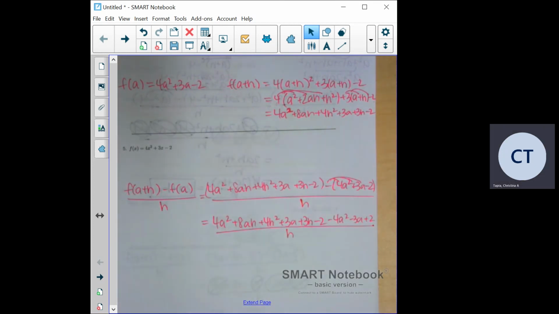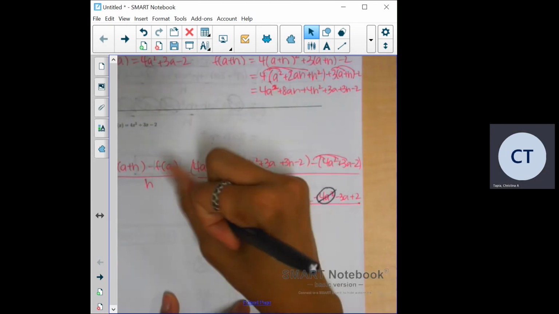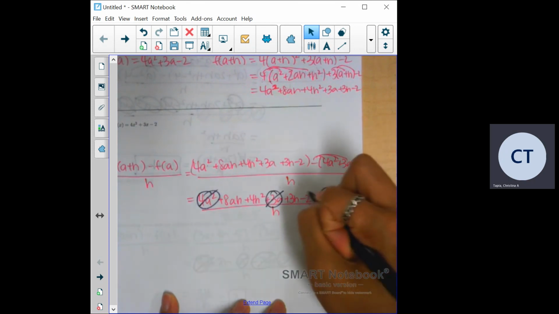You notice anything that looks off? Tell me. All right, let me make sure. The a squared should cancel. The 3a's should cancel. And the 2's should cancel.